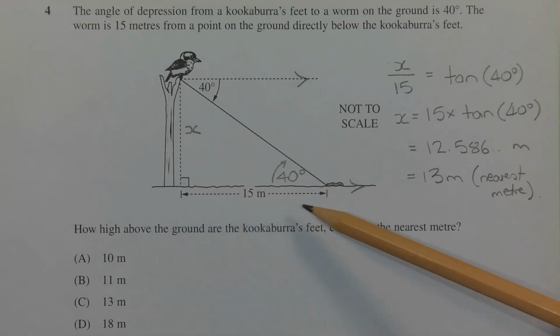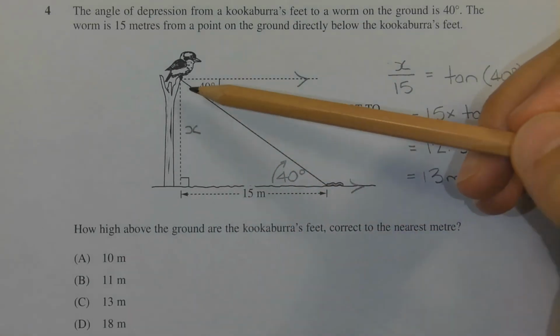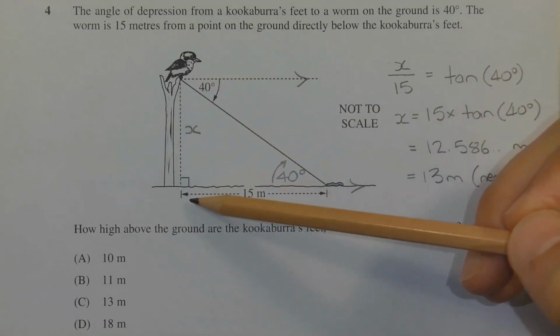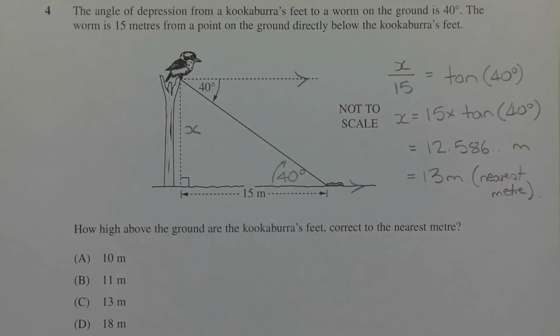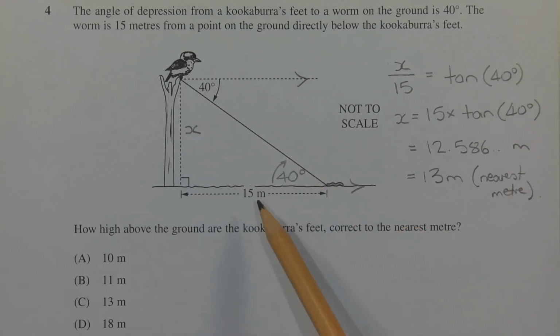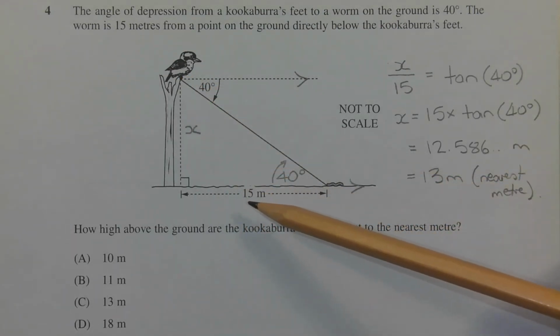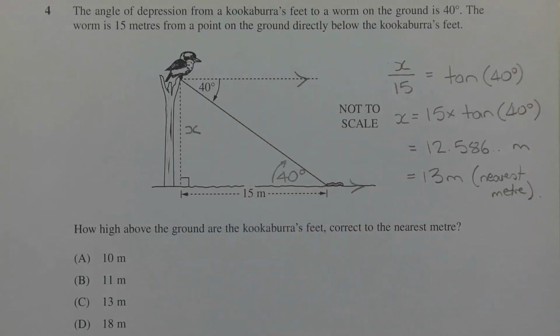So we have a known side, we have an angle theta, which is 40 degrees, and we want to know the length of this side here. So x represents the opposite side. This side, 15 meters, represents the adjacent side. So the ratio that we're looking at is opposite over adjacent, and referring to SOHCAHTOA, that's the tan ratio.